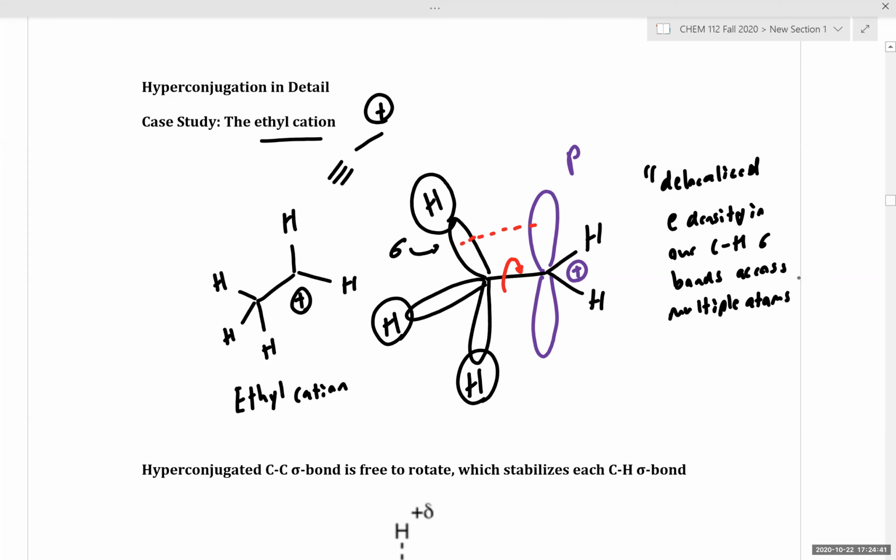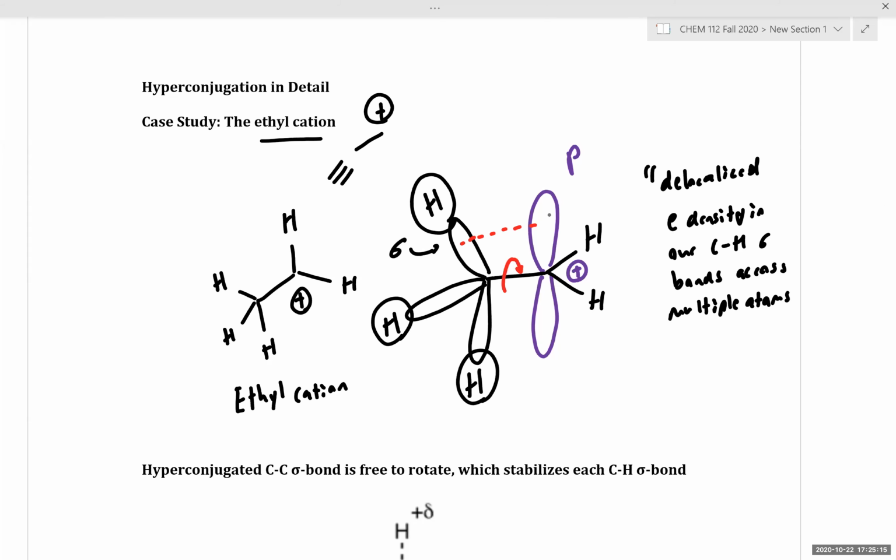Now, this effect is not as pronounced as a formal resonance effect, but as a result of this orbital overlap, we're able to delocalize our electron density and delocalize some of this cationic, electron-deficient character across multiple atoms. These sigma bonds are overlapping with this empty p orbital in a weak fashion and donating some of our electron density into that empty p orbital. Does that idea make sense to everyone?